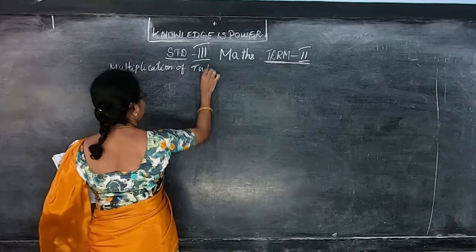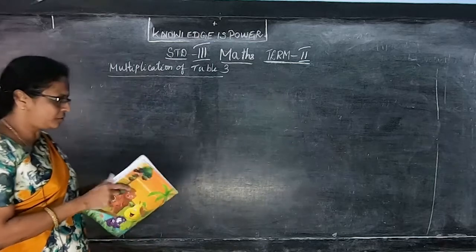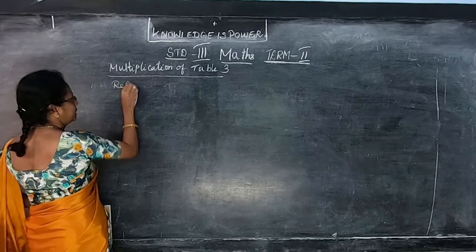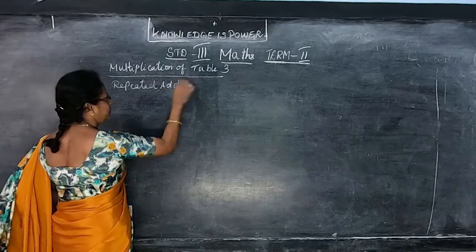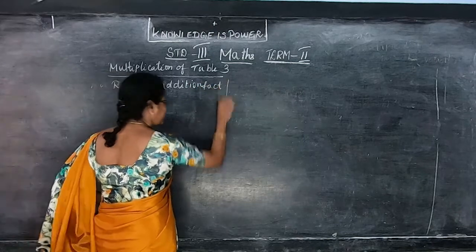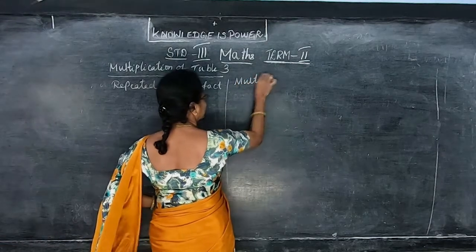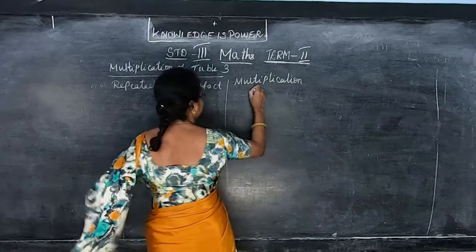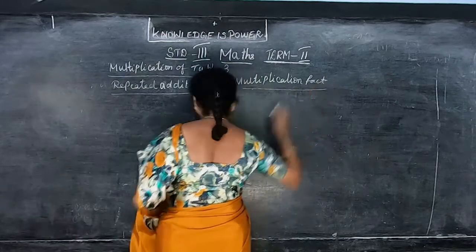So in this they are given the addition fact and the multiplication fact. How are we going to do the addition fact? See, here they are given repeated addition facts. Okay, so repeated addition facts, you have to write like this. Repeated addition fact, then multiplication fact.